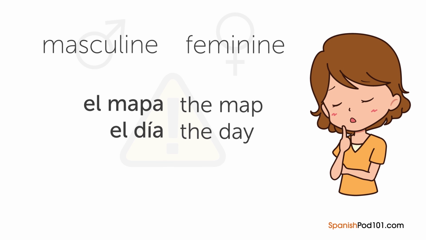The only thing is, there are a lot of exceptions. For example, el mapa, which is the map, even though it ends in A, it is masculine, and el día, meaning the day, which is also masculine.